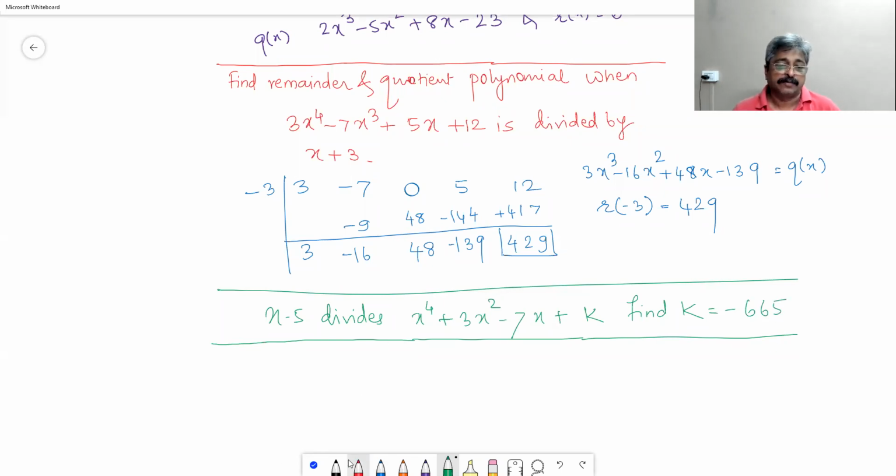Next question. x plus 2 divides 2x cube minus 3x square.